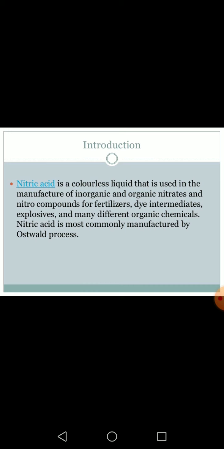What is nitric acid? It's a colorless liquid that is used in the manufacture of inorganic and organic nitrates and nitro compounds for fertilizers, dye intermediates, explosives, and many different organic chemicals. Nitric acid is most commonly manufactured by Ostwald processes.